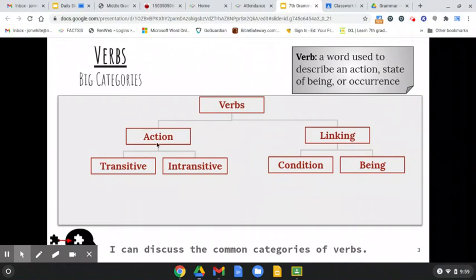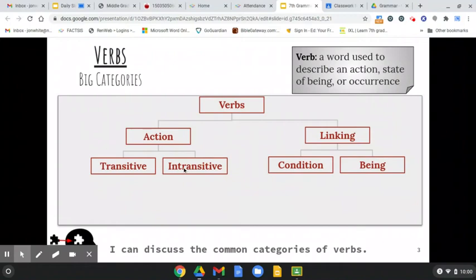Under action, we're going to call every single action verb that we ever look at either transitive or intransitive. And then when we have linking verbs, these are ones that don't convey action, we're going to classify them as either dealing with the condition of something or state of being. So let's talk about action verbs first.